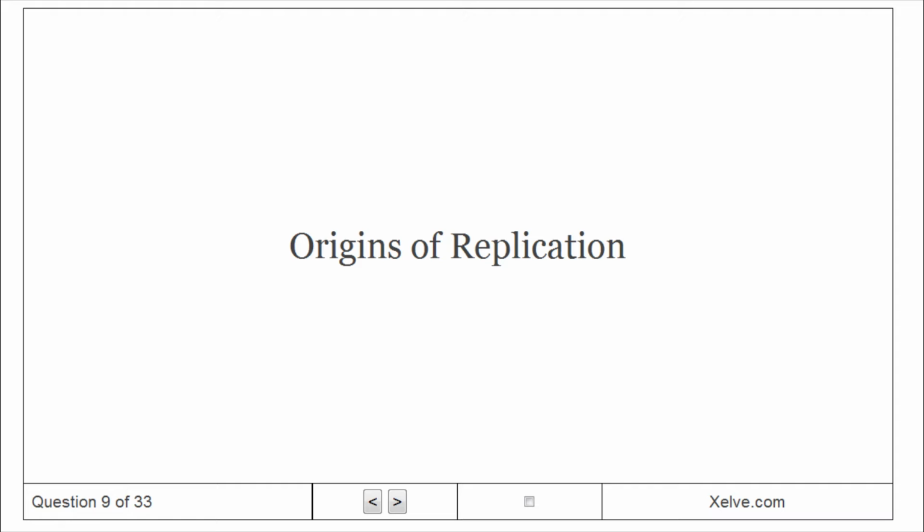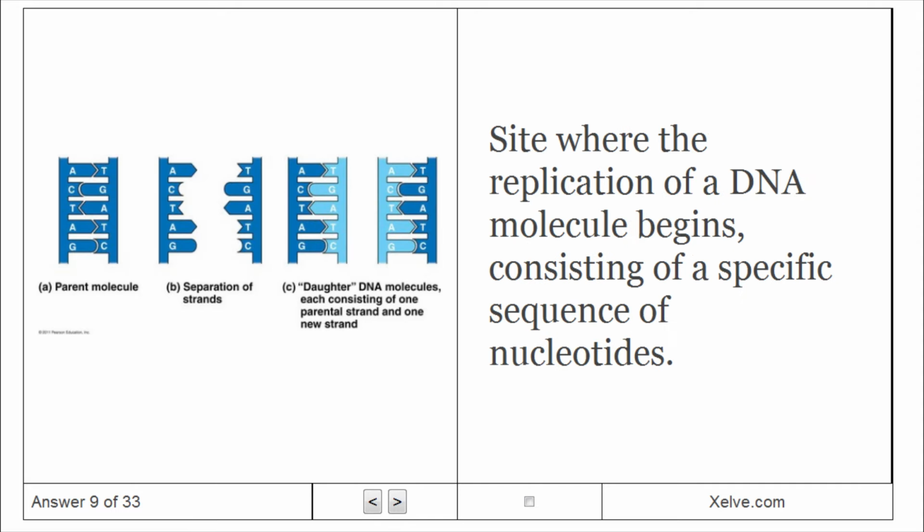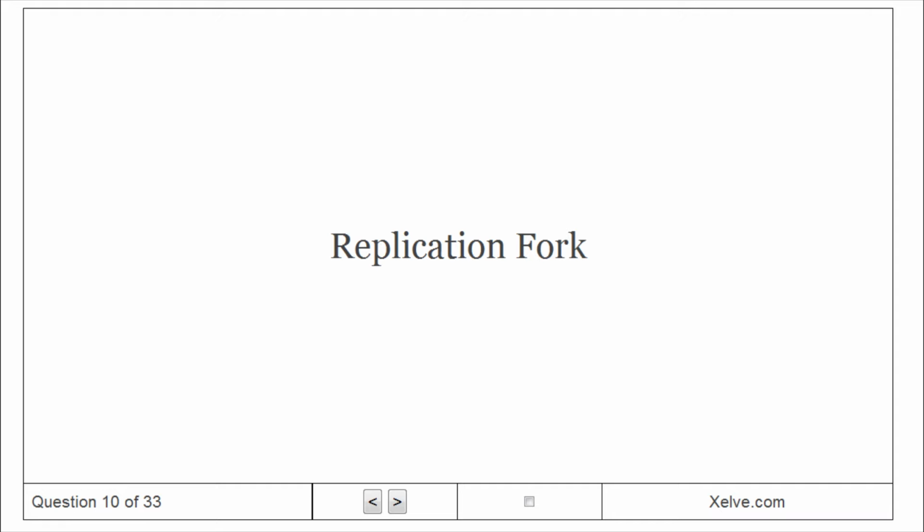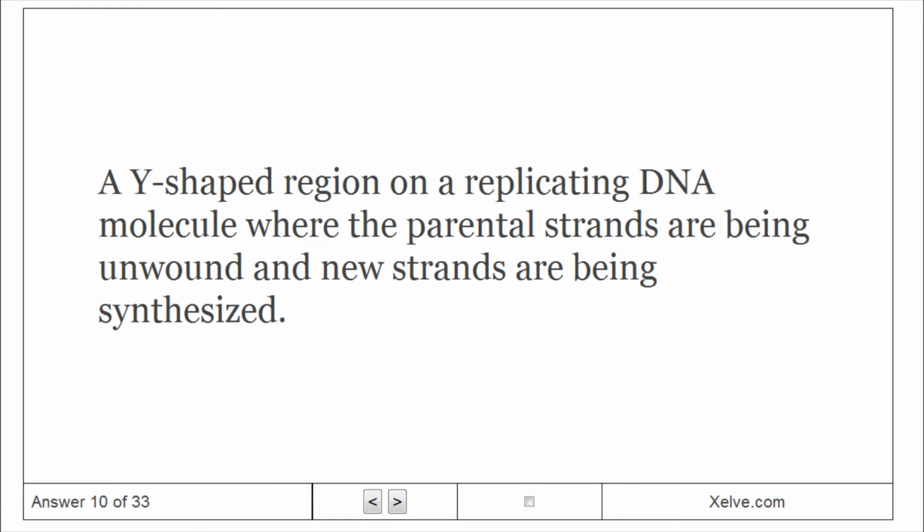Origins of replication. Site where the replication of a DNA molecule begins, consisting of a specific sequence of nucleotides. Replication fork. A Y-shaped region on a replicating DNA molecule where the parental strands are being unwound and new strands are being synthesized.